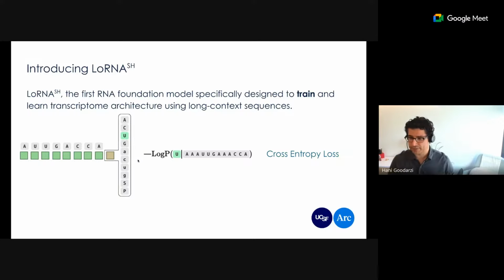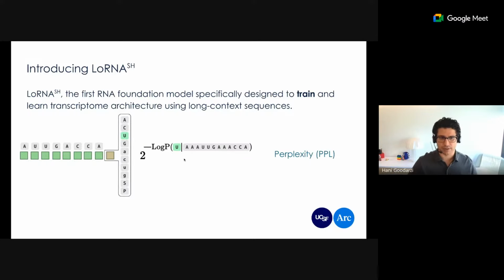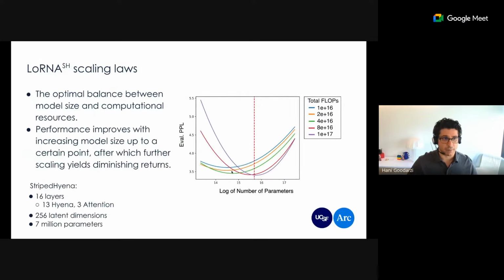It's basically a classification problem. So you have cross entropy loss, and you also have perplexity as a model performance evaluation. So first, let's talk about scaling laws. There is this notion that the larger the model, the better, and that often holds true to some extent. More training flops, the better. That also holds true to some extent. But at some point, you hit diminishing returns, and the performance deteriorates from there.